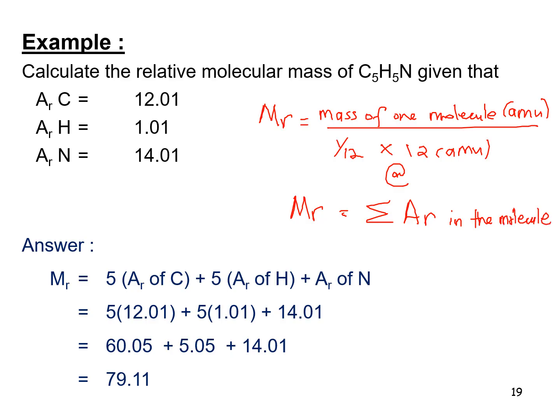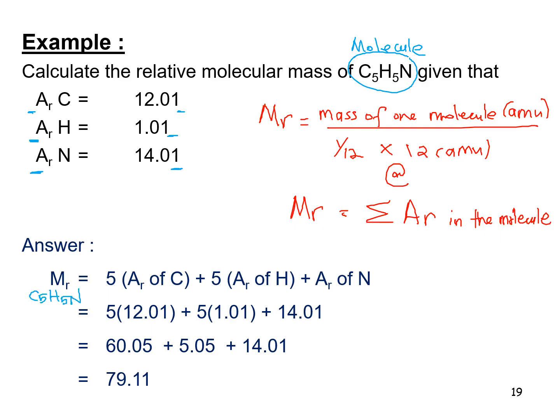So di sini kita di soalan ni dibagi molekul C5H5N. This is a molecule. Tetapi given that each of their relative atomic masses, okay, dibagi kat sini relative atomic mass untuk carbon berapa? 12.01. Relative atomic mass untuk hydrogen berapa? 1.01. Relative atomic mass untuk nitrogen berapa? 14.01.